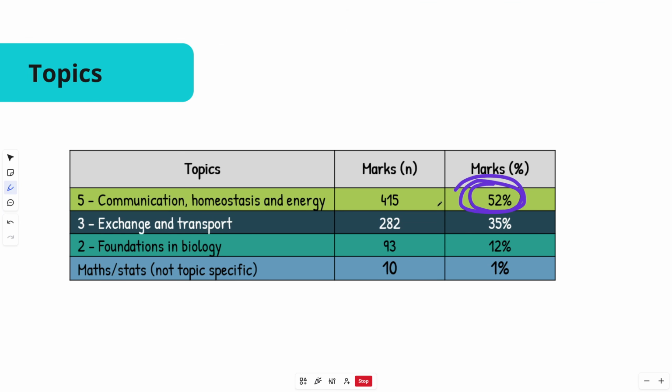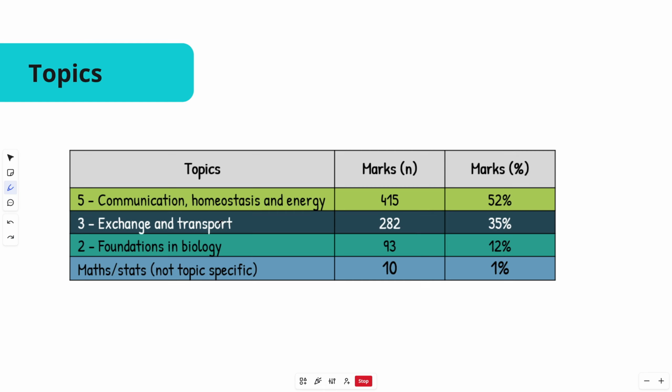Over 50% of the marks, so we got 415 marks here, came from topic 5, communication, homeostasis, and energy. Next up, around a third of the total marks across the years, so 8 years in total, right? Exchange and transport. Then got pretty much last, foundations in biology. This one is an outlier. I think it was the 2020 paper where there were some questions that were only related to maths and stats, so they weren't topic specific and could not be slotted here. Okay, so this is just an additional one I've added on to see where the missing 10 marks were, but that's where they went.